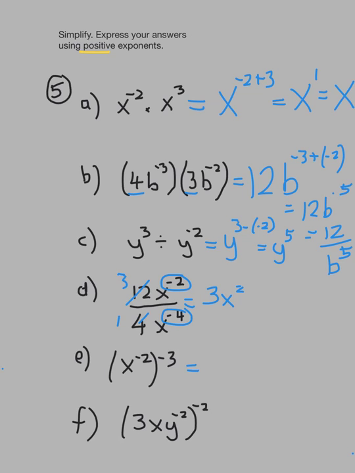This one's fairly straightforward. We're going to multiply these two powers because of the previous law of exponents. Negative 2 times negative 3 is positive 6.